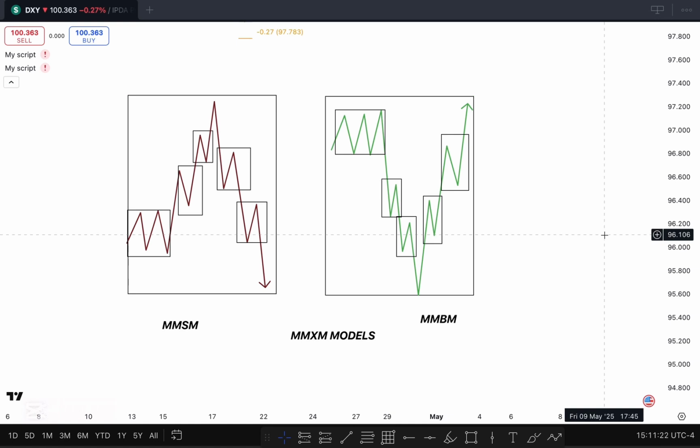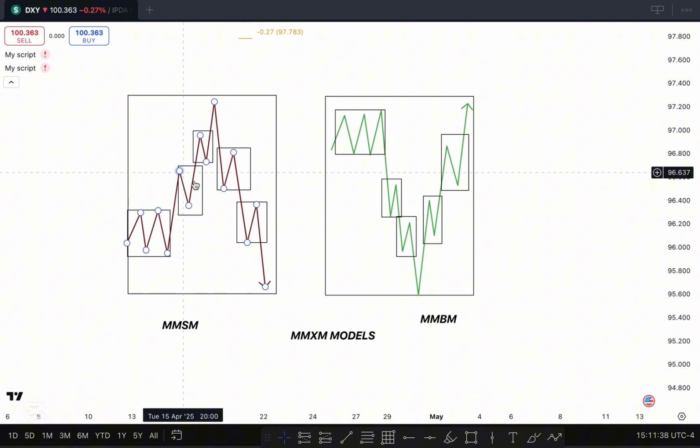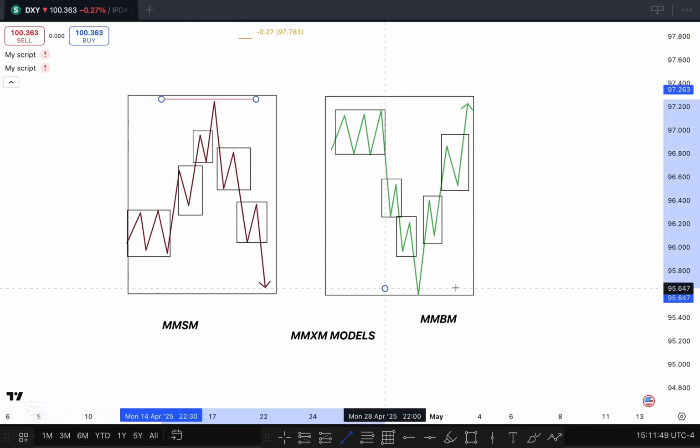Example of how MMXM models can look. You have two of them, MMSM and MMBM. MMSM is the market maker sell model and MMBM is the market maker buy model. The most important things are the little boxes, the initial consolidation, and the target, like around here also.